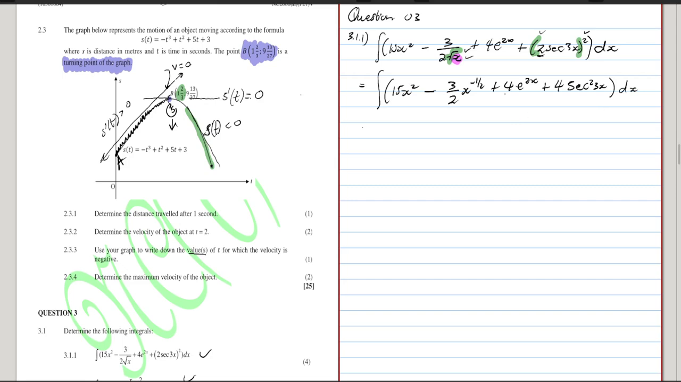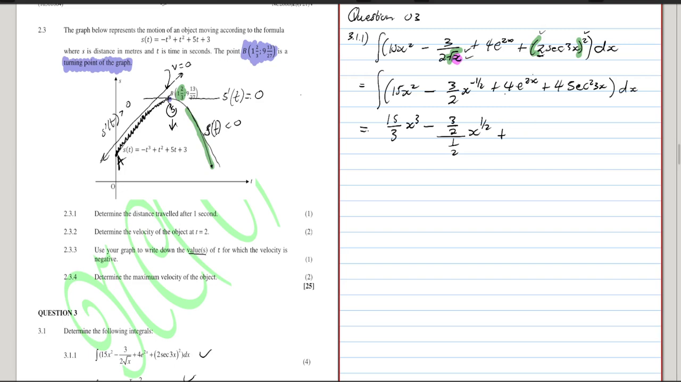Now we can perform our integration. So with the integration, we add 1 to the exponent, and whatever result we get, we divide by. So 2 plus 1, that's 3. So it's going to be 15 over 3 x cubed minus 3 over 2. The negative half, we're going to add 1. A negative half plus 1, we get a half. So it's going to be 3 over 2 divided by the half we got after adding 1. Negative half plus 1 is a positive half.